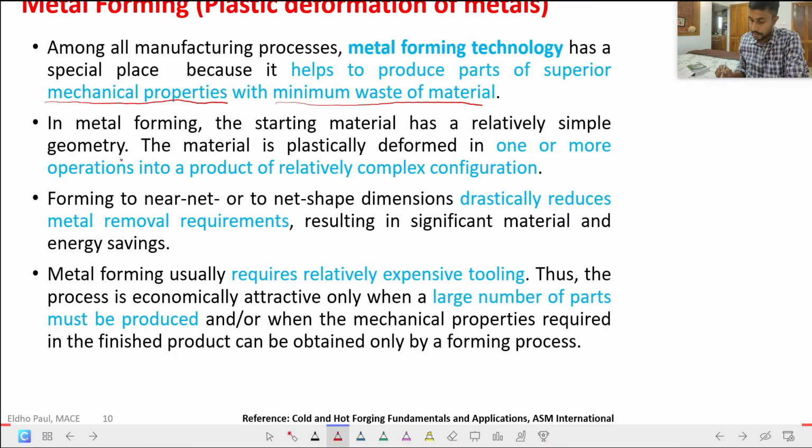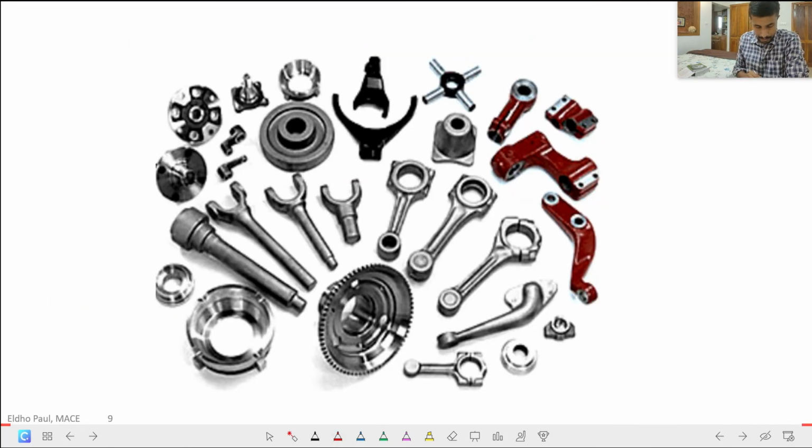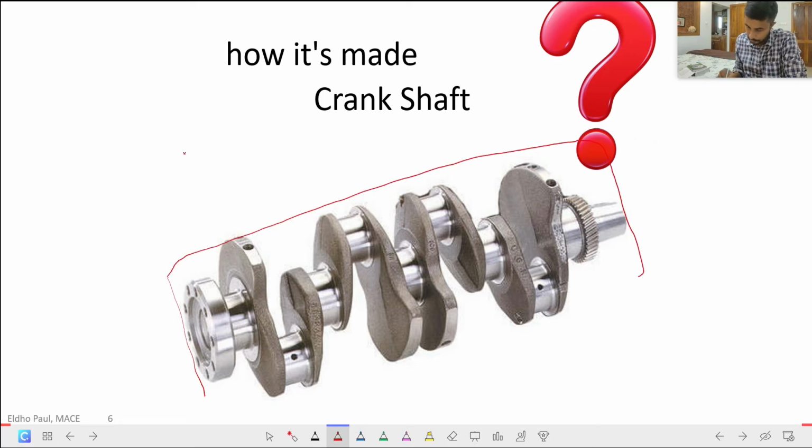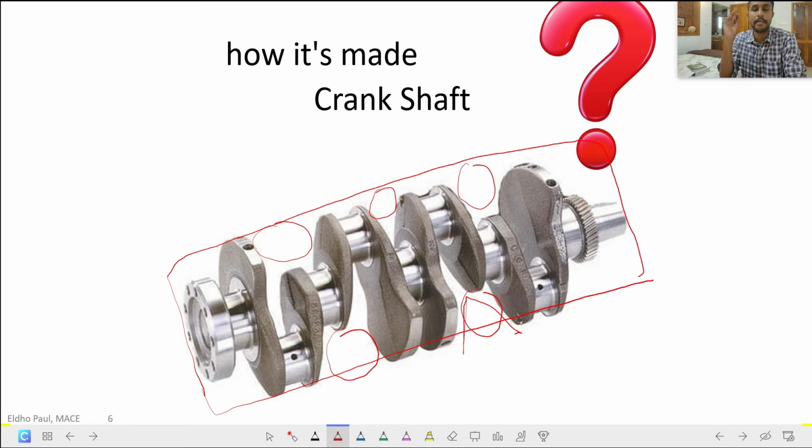The material wastage will be minimum. See this, for example, in the previous case, if you make this crankshaft using a machining process, this will be the front view of the raw material requirement. Then we do some machining here, so we remove the material from this portion. Then we do machining here, so we remove the material from all this portion. By removing the material only, we can do machining and convert the raw material into the final product. So there will be a huge material loss in the machining process.